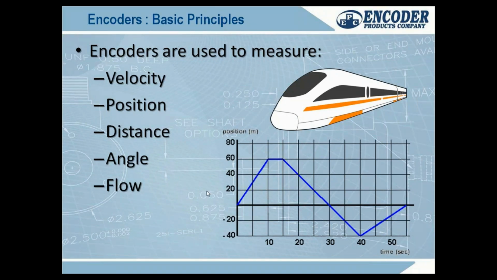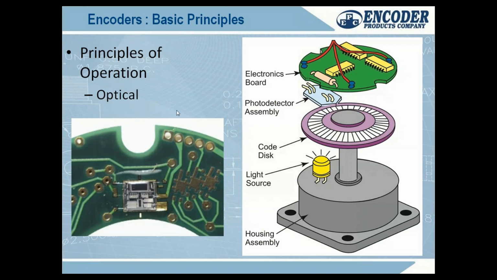So what do they look like? How do they work to do this? Encoders have been around since the 1950s. Our company has been around since 1969, so we had our 50th anniversary last year. They've been around a while, and the technology actually hasn't changed that much. It's improved, but the theory hasn't changed.